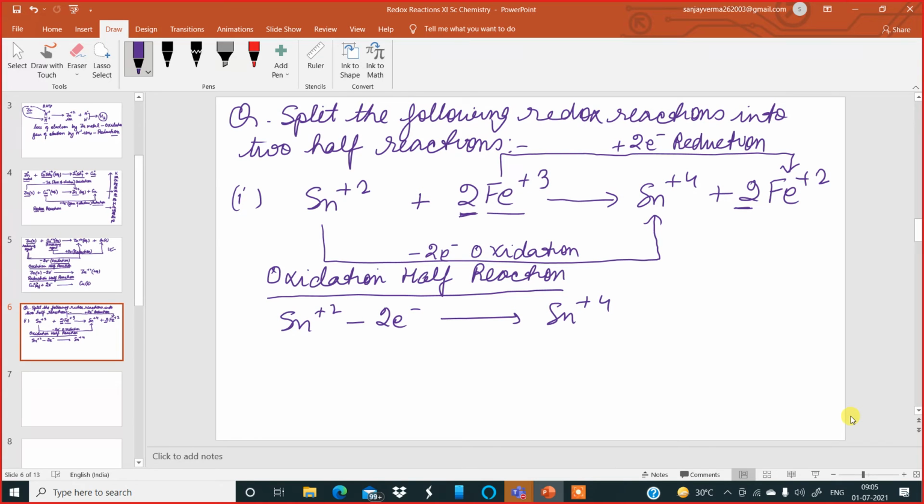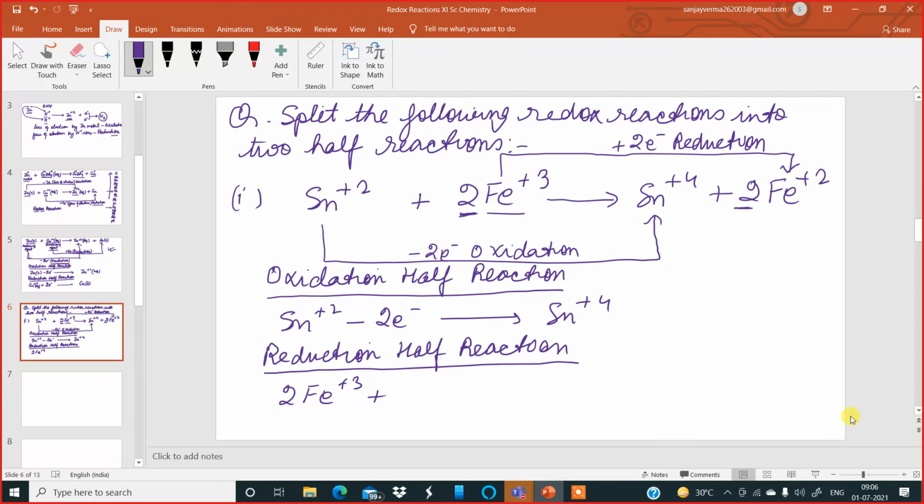And similarly, below that, write down the reduction half reaction. Below this reduction half reaction, write down twice Fe plus 3 plus 2 electrons, arrow twice Fe plus 2. That's it. I think the concept is very clear to all of you now.